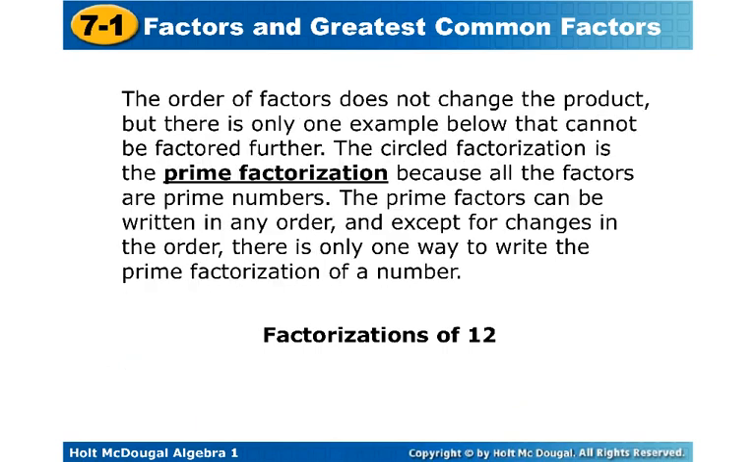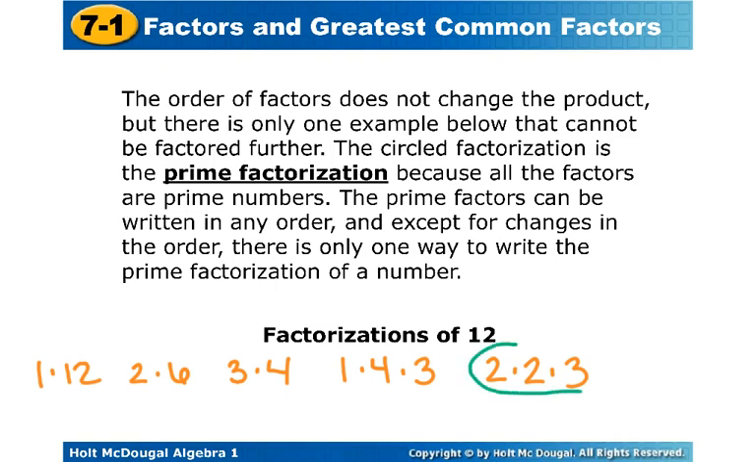Now, what that is called, when I were to break it down further, is prime factorization. So the order of factors does not change the product, but there's only one of the examples from before that cannot be factored any further, okay? And that one is called prime factorization, because all of your factors are prime numbers. So if I just list them again for us, only one of these is factored all the way, and that would be this last one here of 2 times 2 times 3, okay? Because all of your numbers are prime.